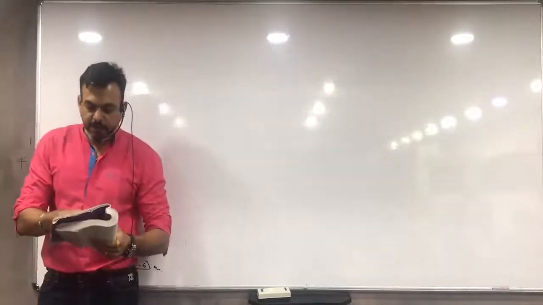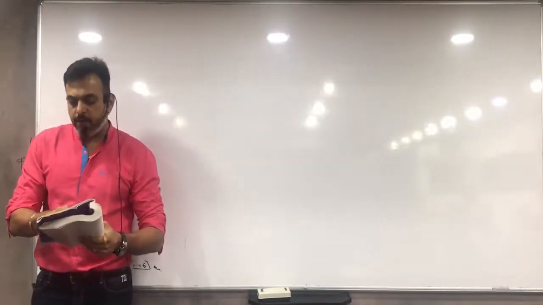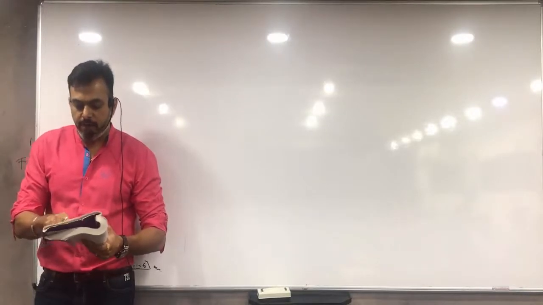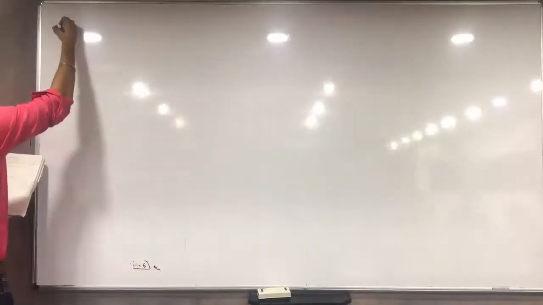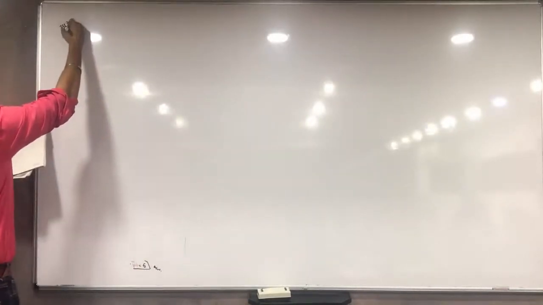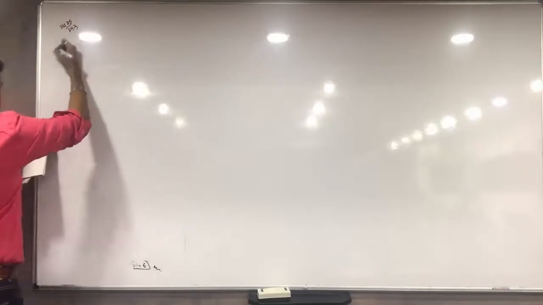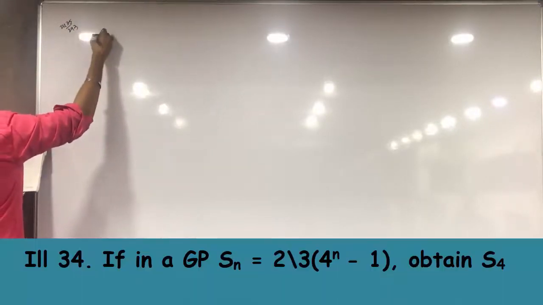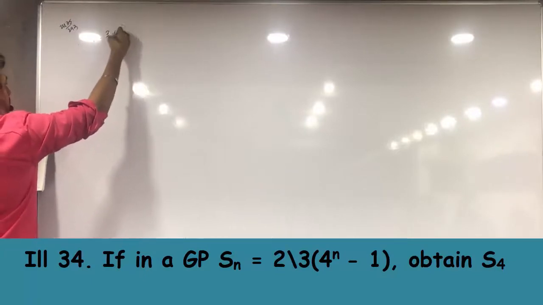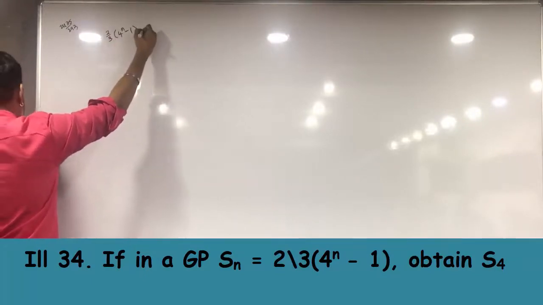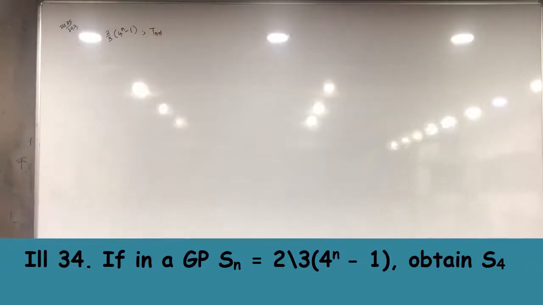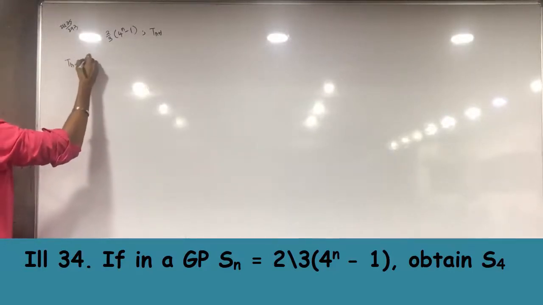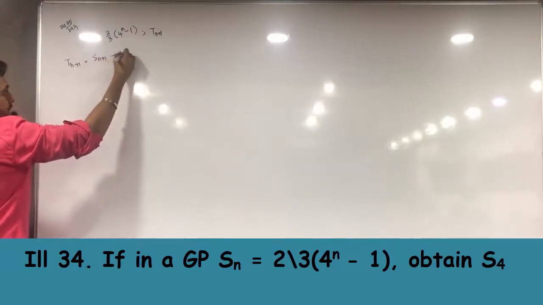Expected illustration 35. If in a GP the sum of n terms is equal to 2 by 3 into 4 raised to n minus 1, obtain Tn plus 1. Let's write down. Pay attention please, can come in exam. Sn is equal to 2 by 3 into 4 raised to n minus 1. We have to find Tn plus 1. Now, what's the rule? Tn plus 1 is equal to Sn plus 1 minus S of n.